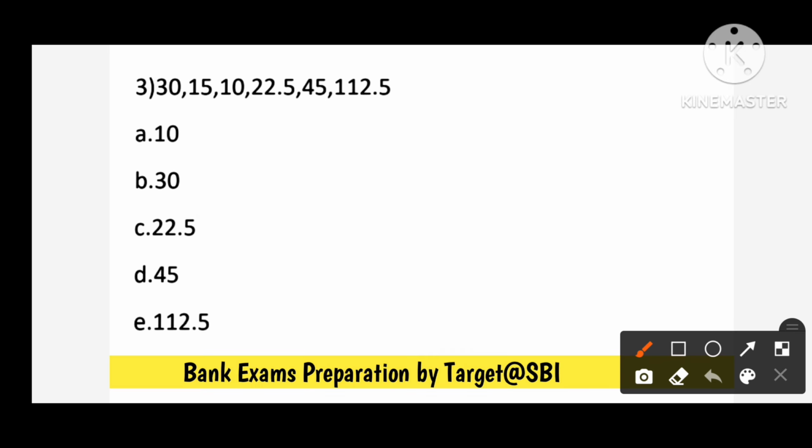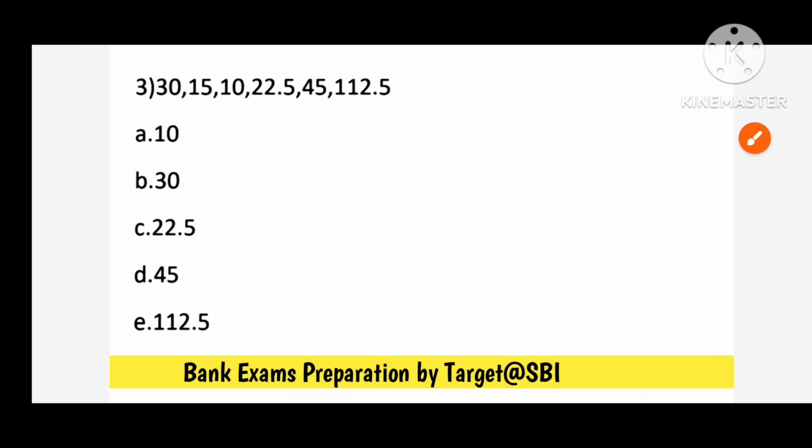Here 30 becomes 15, which means into half times. Next, it must be into 1 times. So instead of 10 we write this as 15. Next one, into 1.5 times we get 22.5. So our wrong number is 10. Next, question number 4.